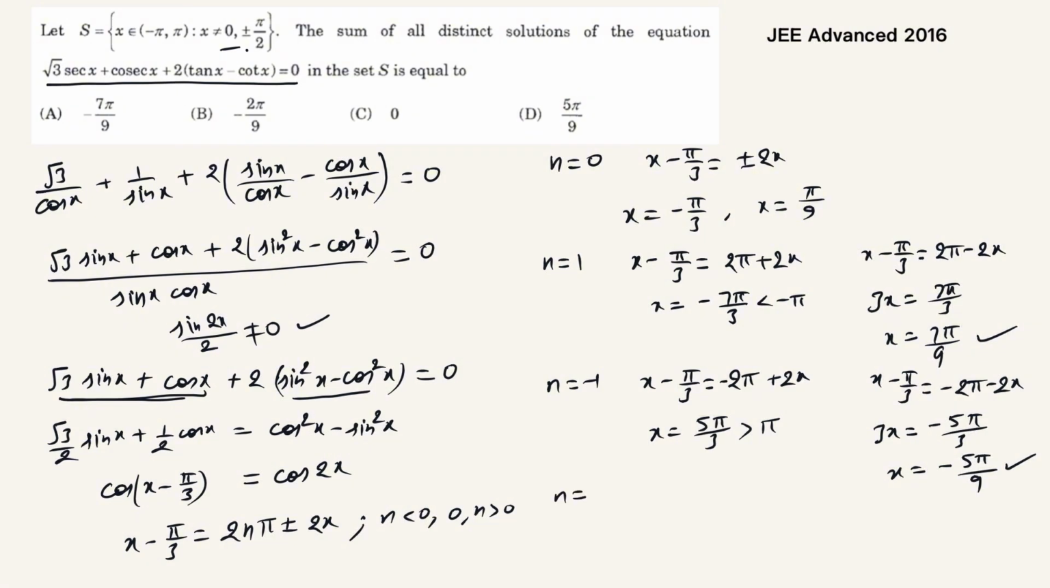And we need to check two more cases: n equals 2 and minus 2. And we can see that none of these solutions will fall in the given range. Therefore, we don't need to check further. And our summation of roots will be minus pi by 3 plus pi by 9 plus 7 pi by 9 minus 5 pi by 9, and this is 0. Therefore, our answer is C.